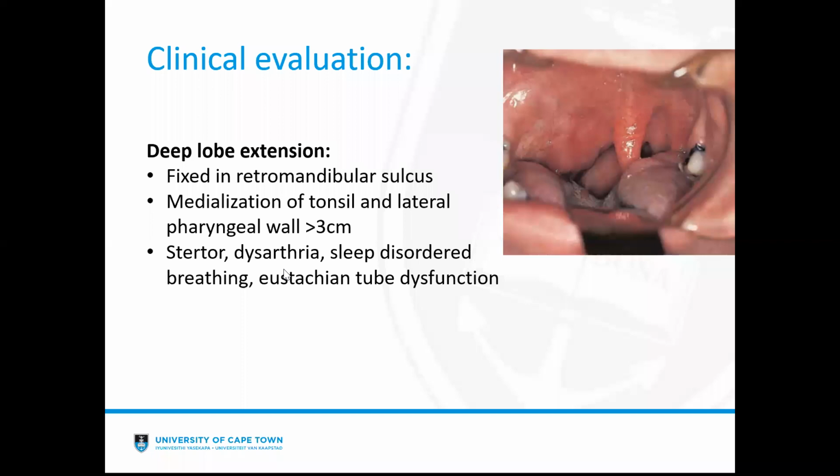Features suggestive of a deep lobe involvement include a mass which is fixed in the retromandibular sulcus, medialization of the tonsil and lateral pharyngeal wall. As a general rule, this may only become clinically apparent once the deep lobe tumor component is larger than 3 centimeters. Stertor, dysarthria, history of sleep disordered breathing, and evidence of eustachian tube dysfunction are indicators usually of significant advanced extension into the parapharyngeal space.